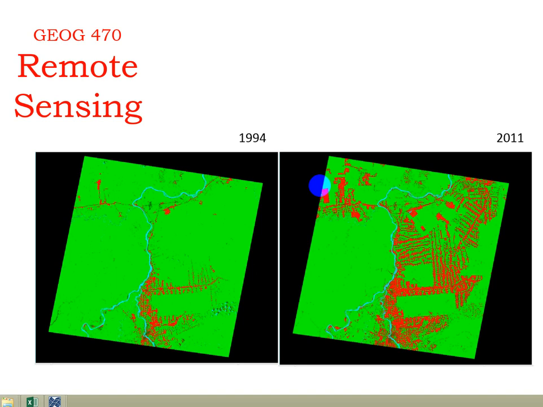Okay, in this video, I'd like to give a quick overview of the output of the change detection statistics tool in ENVI. In this case, we're going to look at two Landsat images that have been classified with four classes: water, pasture, forest, and soil. 1994 is our initial, our starting point, and then 2011 is our ending point.